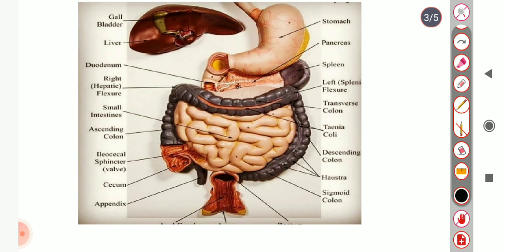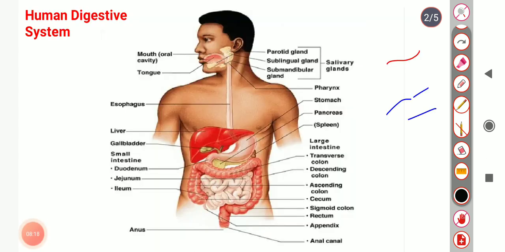When the bolus comes to the small intestine, you can see the structure of the small intestine. The small intestine is so named because of its small diameter. It is about 6.25 meters long.